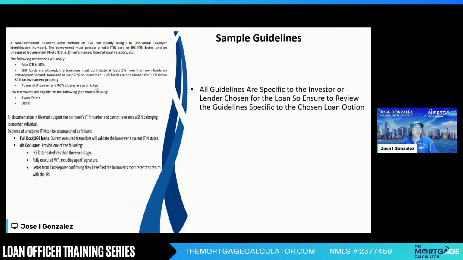So if we look at the first example on the top, it says what an ITIN borrower is, or a non-permanent resident alien without a Social Security number can qualify using an ITIN number. All it says on the top, borrower must possess valid ITIN card or IRS ITIN letter. Notice that they ask either the card or the letter and an unexpired photo ID. Right, driver's license, international passport, etc. So notice they want you to have the document, right? Gift funds allowed, power of attorney or RON, remote online notarization, is not allowed.